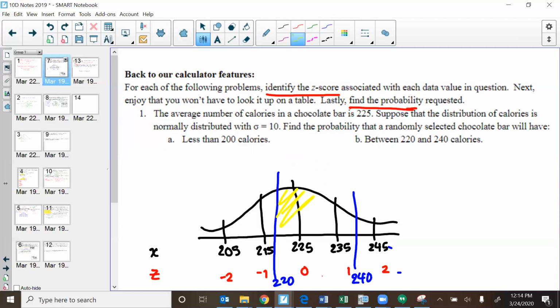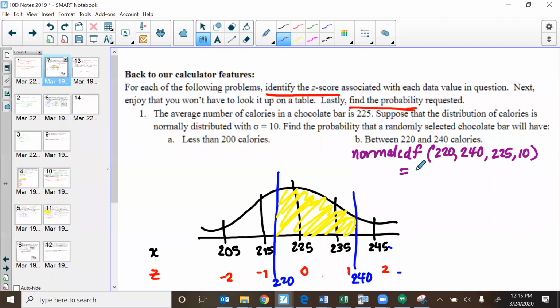So again, you could use the z-scores of -0.5 and 1.5, or you can just use your lower, upper, etc. So we're going to use normal CDF. My lower is 220, my upper is 240, my mean is 225, and my standard deviation is 10. So I'll go ahead and put that in my calculator.